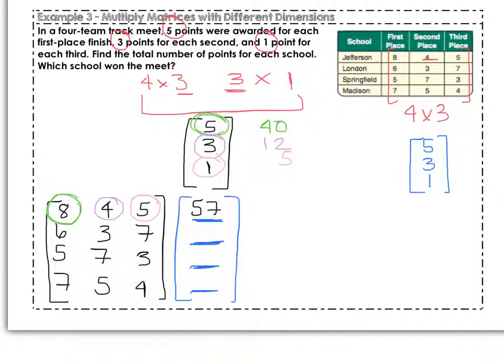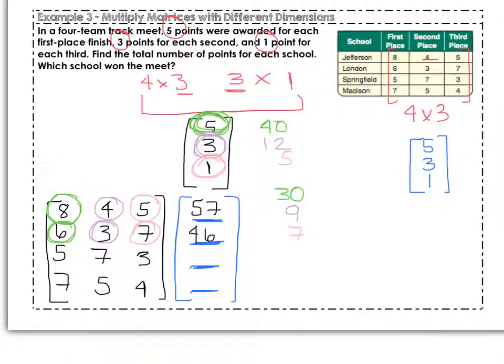Nice and neat, right? So now we're going to repeat the process, okay? So now we're going to do London. The 6 first place finishers get multiplied by the 5 points. So 6 times 5 is 30. Then we're going to switch to purple. The 3 second place finishers get 3 points each, and that's 9. And then lastly, at London, we're going to have the 7 third place finishers each get 1 point. So they get 7 points for that. And so then when we add them up, 30 plus 9 plus 7, we get 46 points. So far, it's looking like Jefferson's our winner.